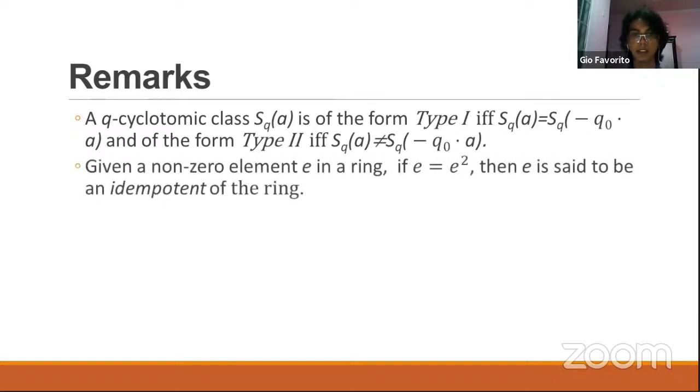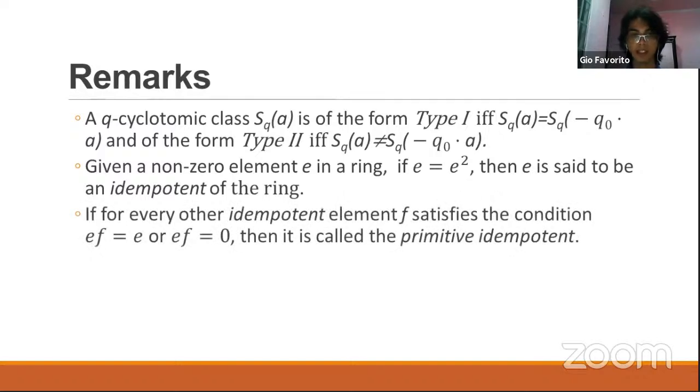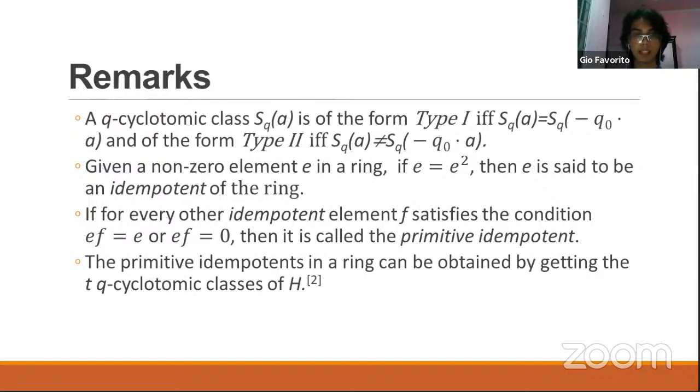So, given a non-zero element E in a ring, if E is equal to E squared, then E is said to be an idempotent of the ring. So, if for every idempotent element F satisfies the condition E times F equal to E, or E times F is equal to 0, then it is called primitive idempotent. Then the primitive idempotent in a ring can be obtained by getting the Q-cyclotomic classes of H.